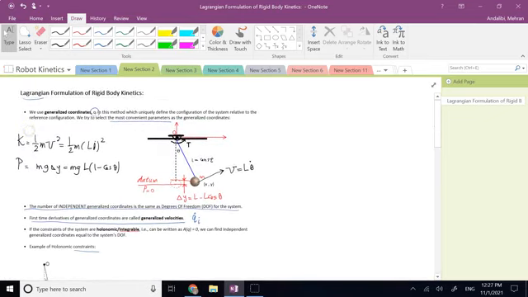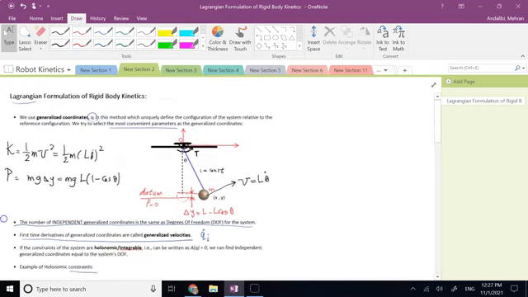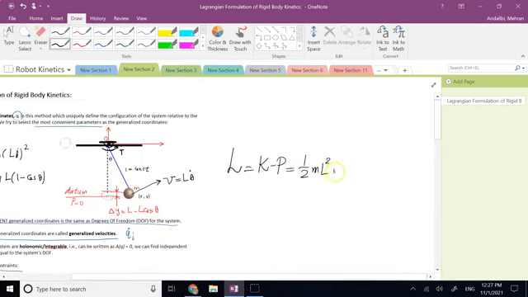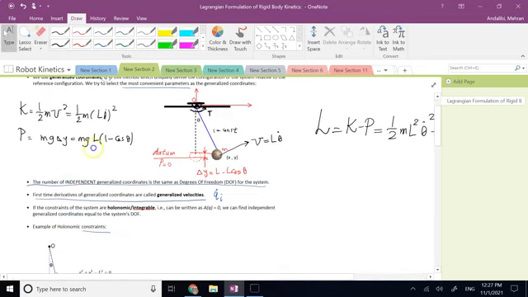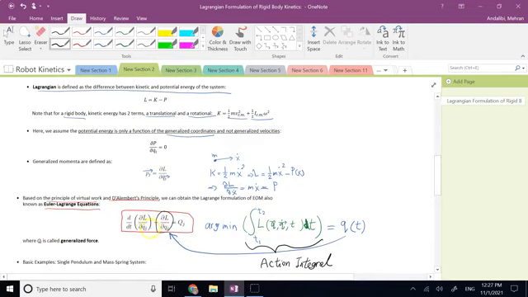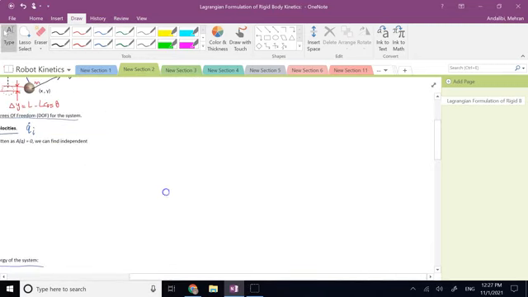And that's it. So if I want to continue here on the right side, the Lagrangian L is K minus P. So it is going to be 1/2 mL squared theta dot squared, and then minus mgL times 1 minus cosine theta. And now if I apply my Euler-Lagrange equation with the only q that I have being theta, then you will get what?